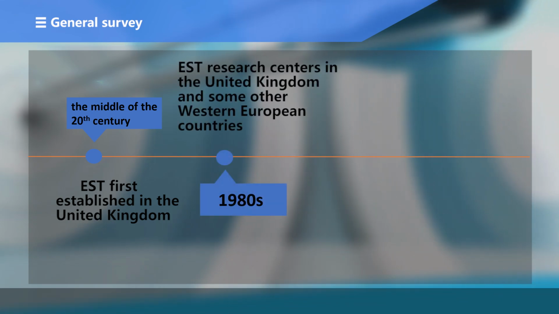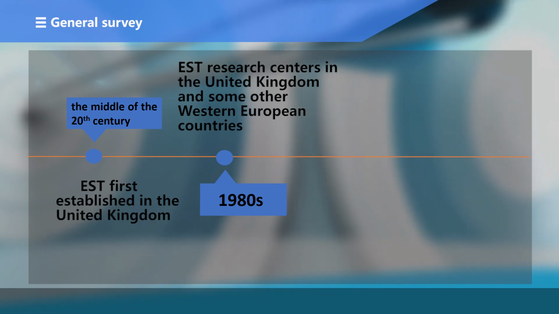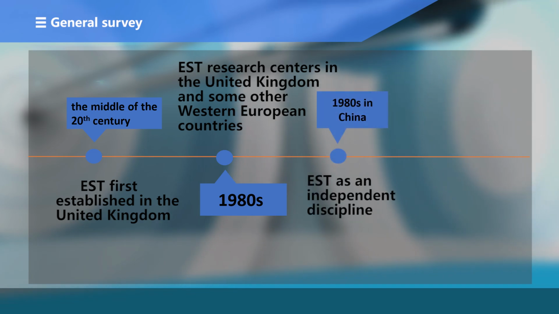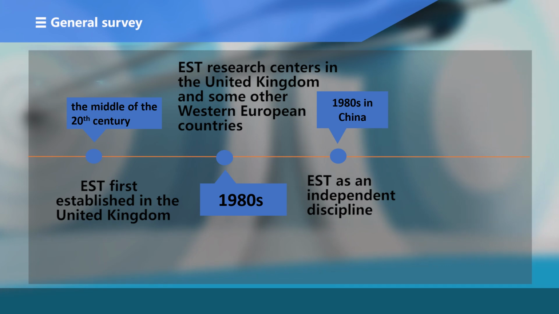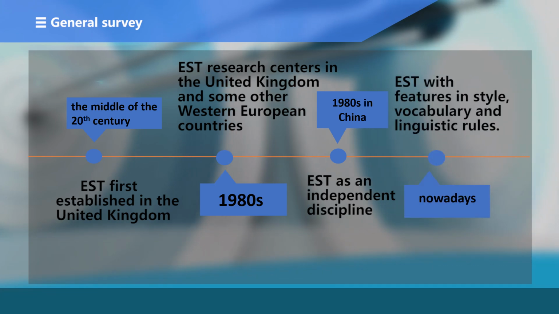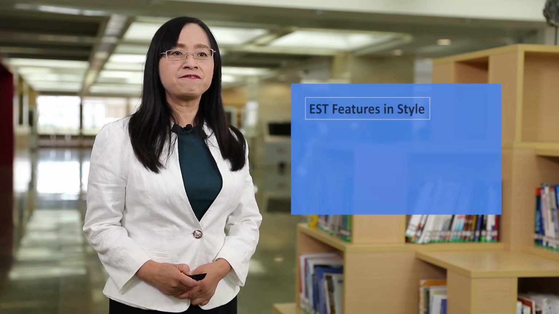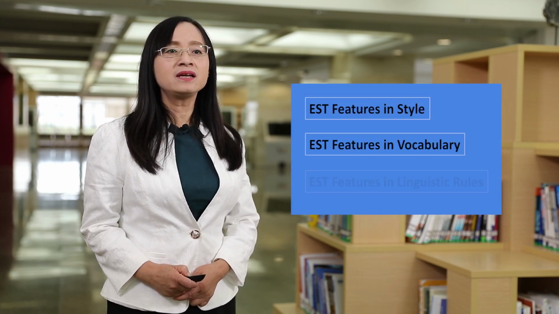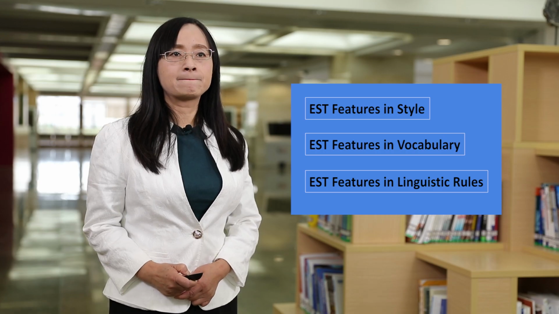EST was first established and developed in the United Kingdom in the middle of the 20th century. EST research centers had been set up in the United Kingdom and some Western European countries by the 1980s. EST as an independent subject or discipline has been developed from the 1980s in China. EST has evolved into its own distinctive features in style, vocabulary, and linguistic rules.